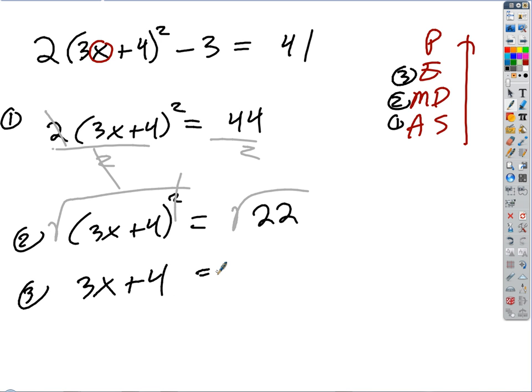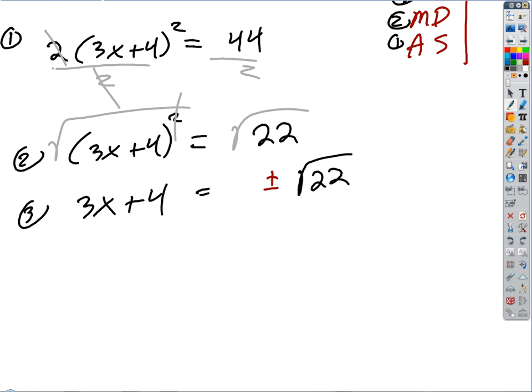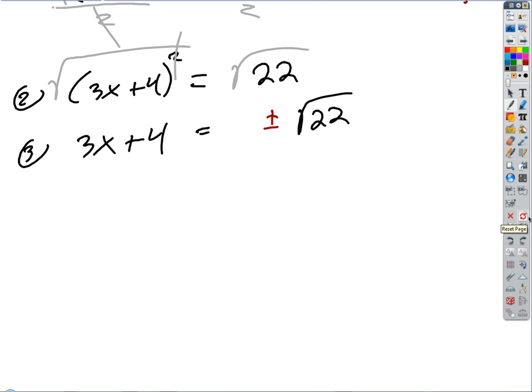And on this side, I'm going to get what? 11. Okay, I'm going to get plus or minus, right? Got to include that plus or minus. The square root of 22, which doesn't even reduce, does it? There's no perfect square factor of 22. 4 won't work, 9 won't work, 16 won't work, right? That's okay though. Square root of 22 is fine, that's a number. And now what do we do?